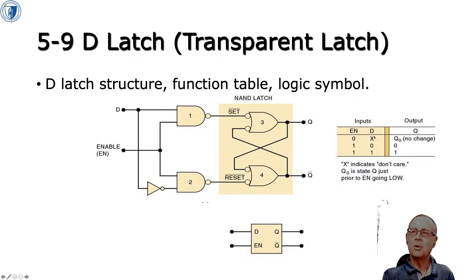And remember, when you see an X in a logic table, or in a truth table, or in a transition table, you should remember that X means don't care. X means that D can be a 1 or a 0, and it's the same operation for both of them. Right, so here there's no change. If the enable is a 1, then 0 on the input becomes 0 on the output, or a 1 on the input becomes 1 on the output.